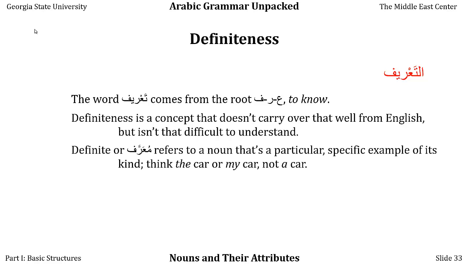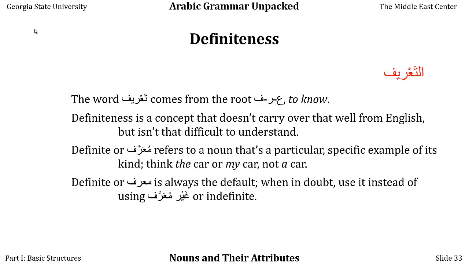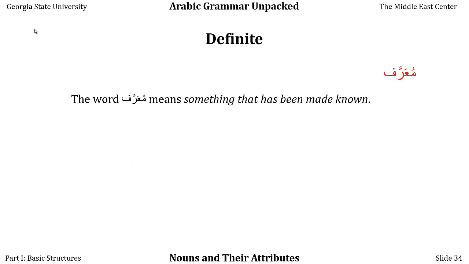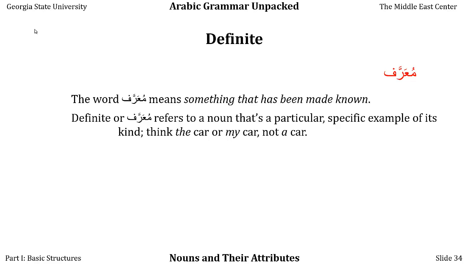Definite, or mu'arraf, refers to a noun that's a particular or specific example of its kind. So the car or my car are definite, but a car is indefinite because it's not a particular specific example. Definite, or mu'arraf, is always the default. When in doubt, always use mu'arraf or definite instead of using ghair mu'arraf or indefinite. So definite or mu'arraf, it means something that has been made known is the literal translation of that word. And definite refers to a noun, again, that's a particular or specific example of its kind. Think the car or my car rather than a car.